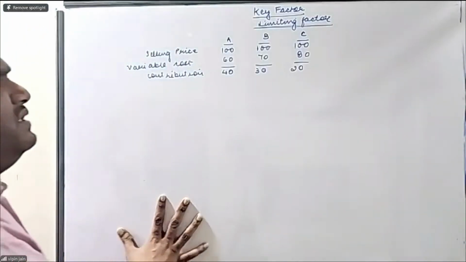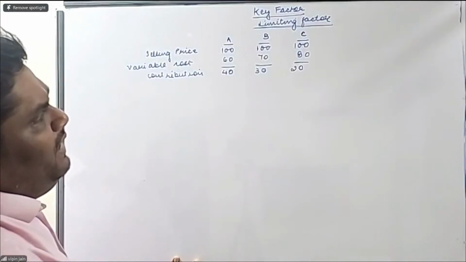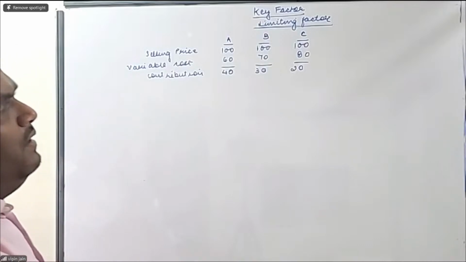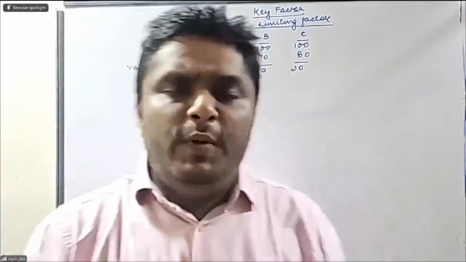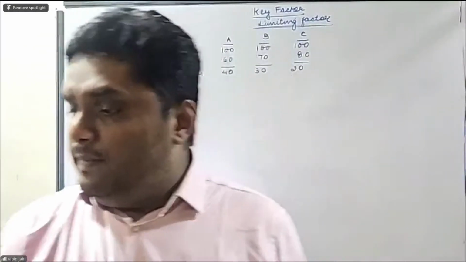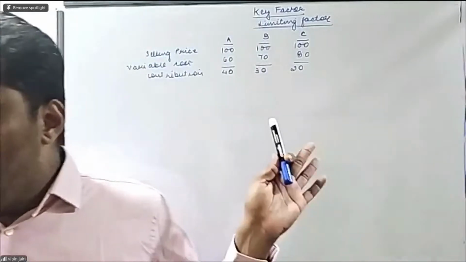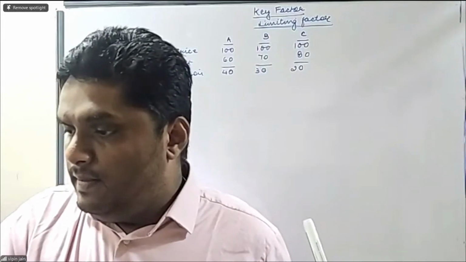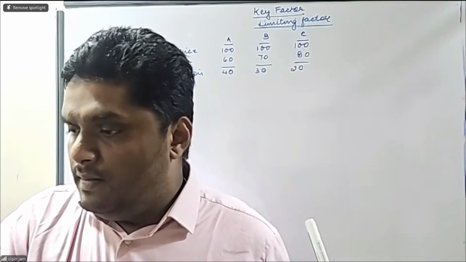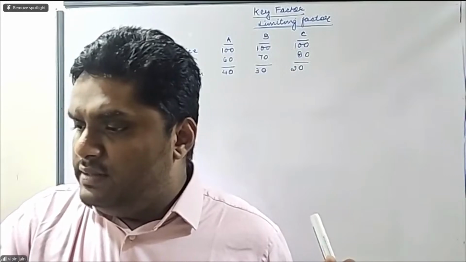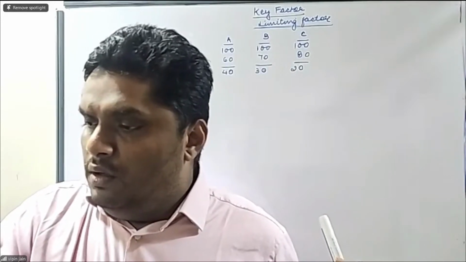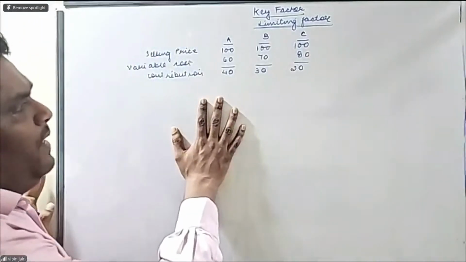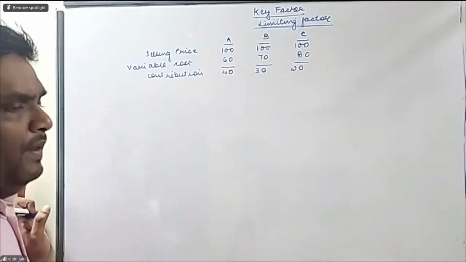So I'm a manufacturer. I manufacture 3 types of product A, B, and C. The selling price, variable cost, and contribution is given. Can you guys tell me which product is most profitable for the company in this case? Correct answer. So till now we can say A is the most profitable product for the company because the contribution is high.